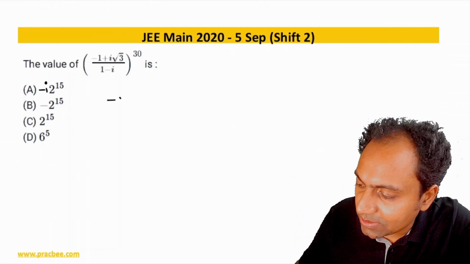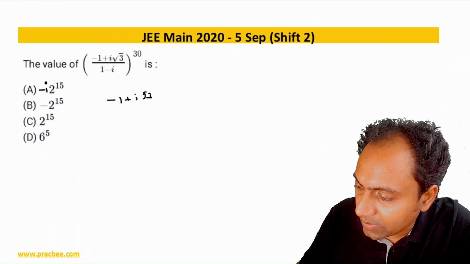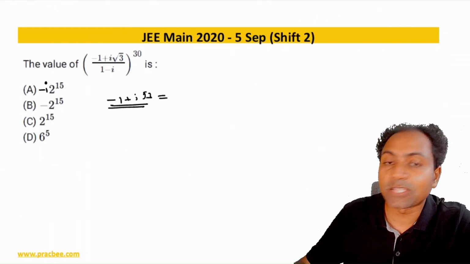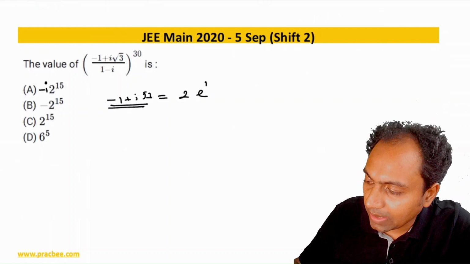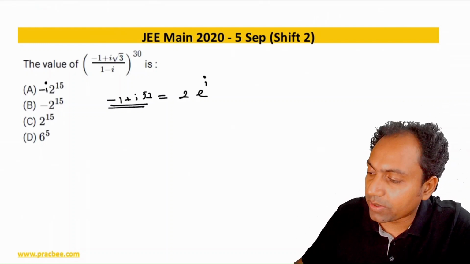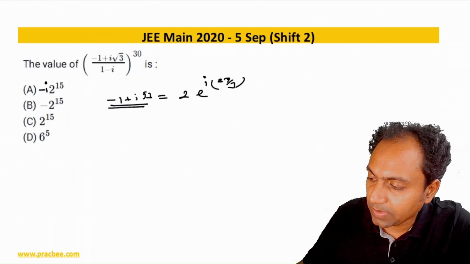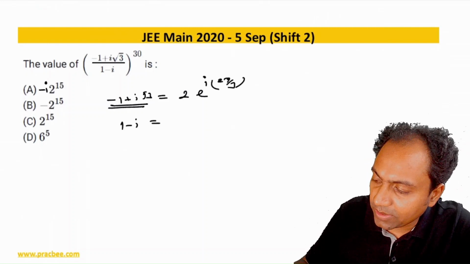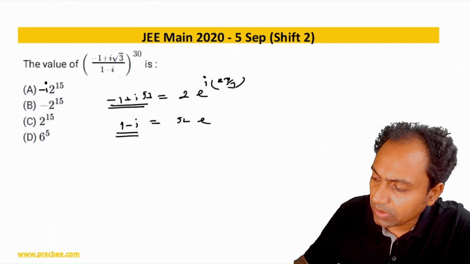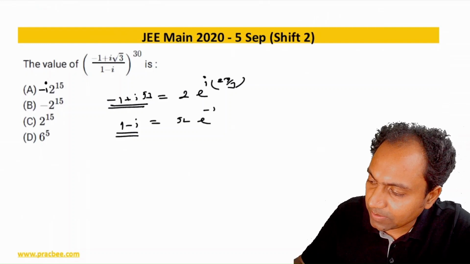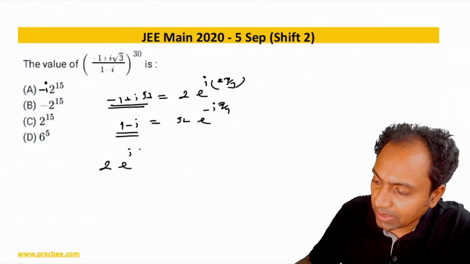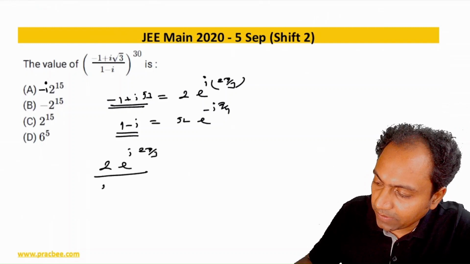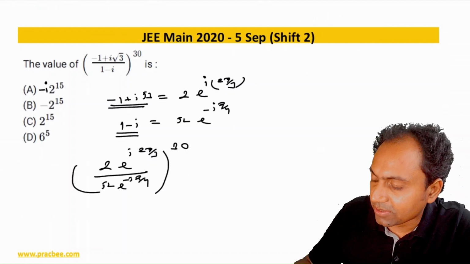What we can do is convert the part written in the numerator into its exponential form. Here r comes out to be 2, and the argument, since it is in the second quadrant, comes out to be 2 pi by 3. For the denominator, 1 minus i, r is root 2, and the argument is minus pi by 4. If I divide this, we get 2 e raised to the power i 2 pi by 3 divided by root 2 e raised to the power minus i pi by 4. This will get divided, and then there is the power of 30.